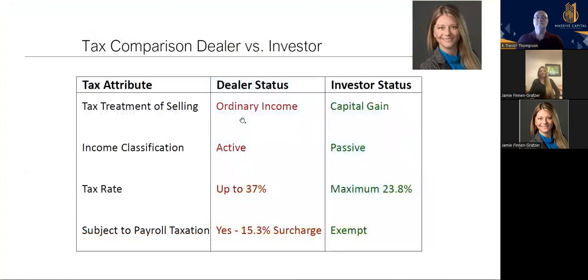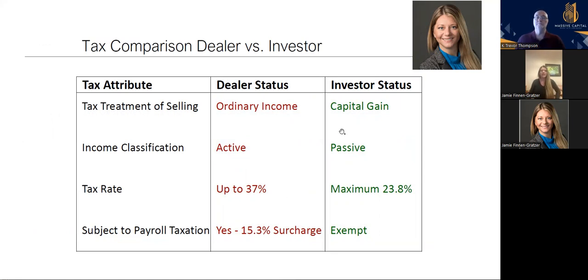Tax comparisons and why it matters if you're a dealer or investor. From a tax standpoint, if you're a dealer, it's going to be a higher tax rate. So you're going to get hit with ordinary income taxes. It's considered active, which means that there could be self-employment taxes that you're going to pay. That's going to be the 15.3% Social Security and Medicare tax that you're going to pay on top of your ordinary income. And the max tax rate on just the ordinary is 37%.